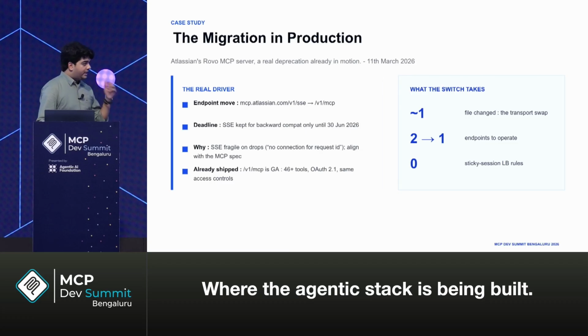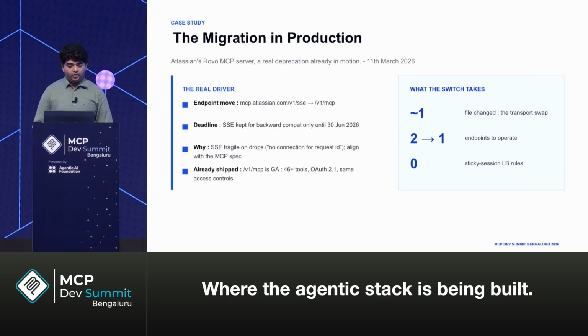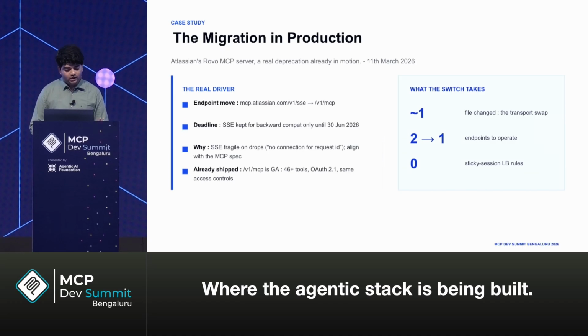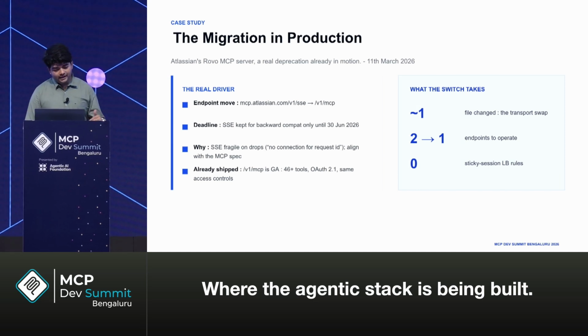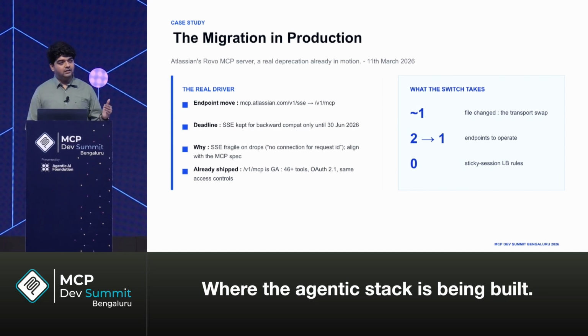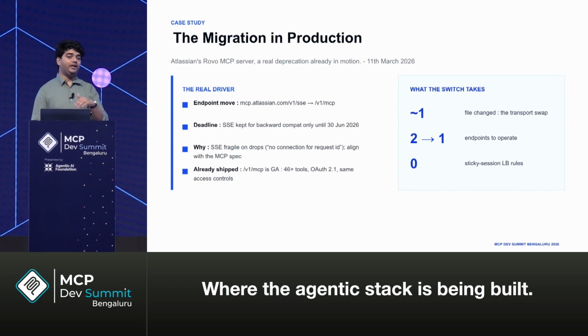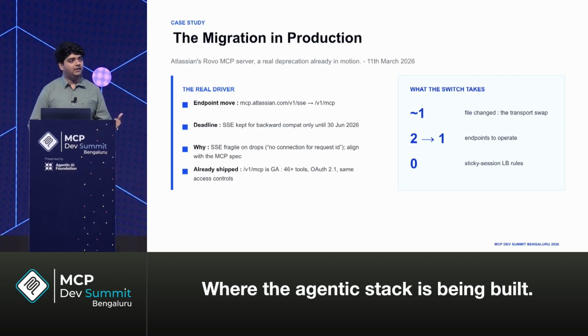So let's talk about a case study on what migration in production looks like, with the Atlassian case study. They moved from mcp.atlassian.com/v1/sse to something like /v1/mcp, and they use a specific endpoint for handling all kinds of authentication, authorization, and such. The deadline of the backward compatibility ends on June 30th.